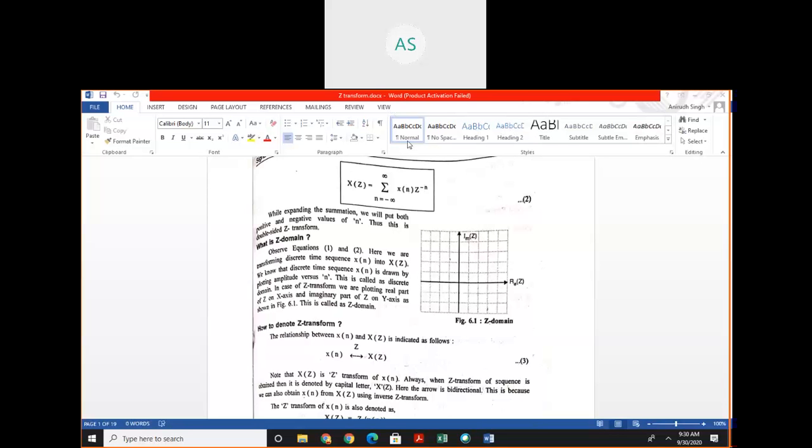In previous lectures, we were discussing the Laplace transform. Today we will be discussing the Z transform. We know that the Laplace variable s is a complex number equal to sigma plus j omega. The Z transform variable is also a complex number equal to x plus j y, where x is the real part and y is the imaginary part.